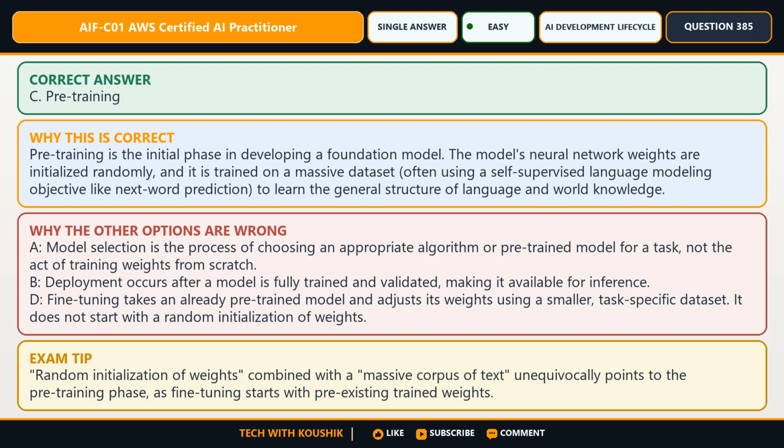Deployment occurs after a model is fully trained and validated, making it available for inference. D. Fine-tuning takes an already pre-trained model and adjusts its weights using a smaller, task-specific dataset. It does not start with a random initialization of weights. Watch for this clue in similar questions. Random initialization of weights combined with a massive corpus of text unequivocally points to the pre-training phase, as fine-tuning starts with pre-existing trained weights.